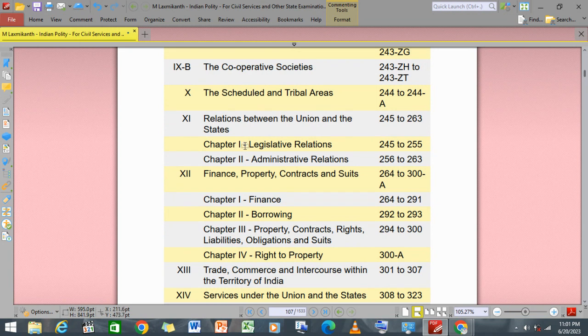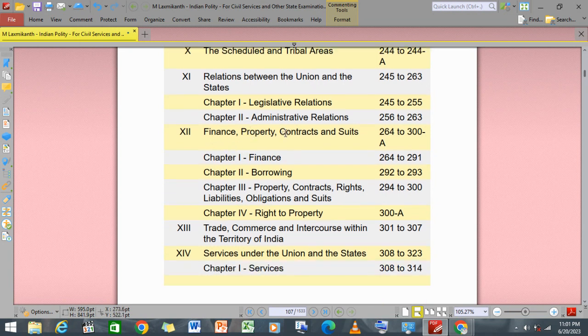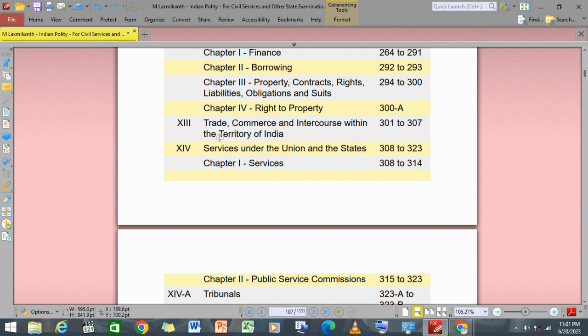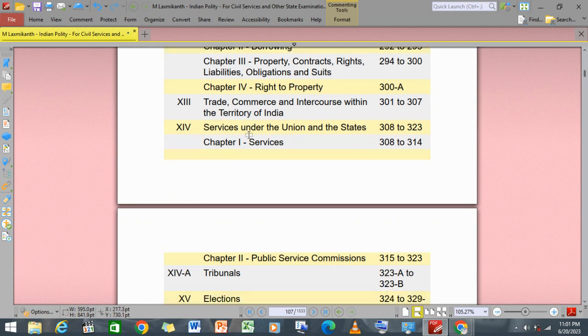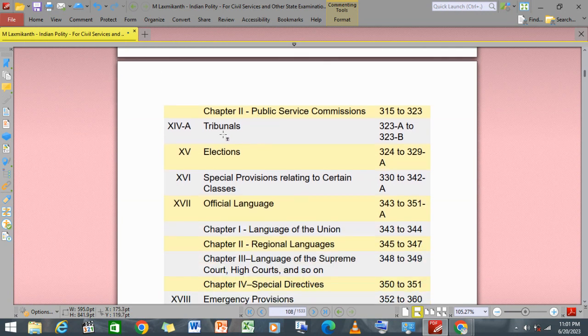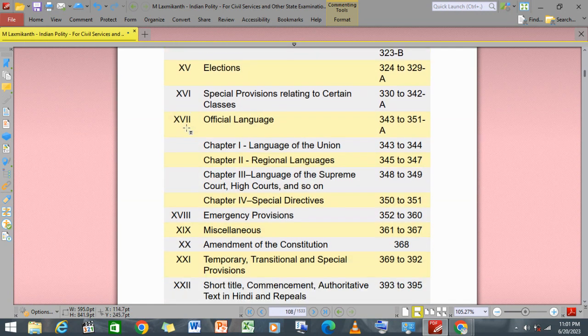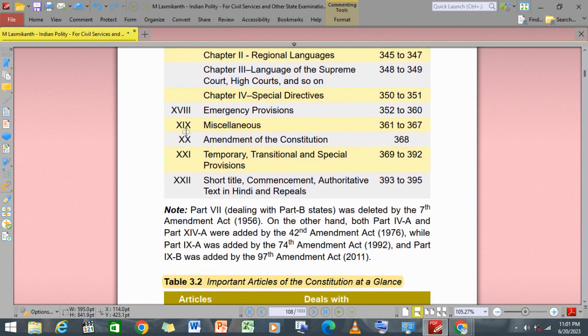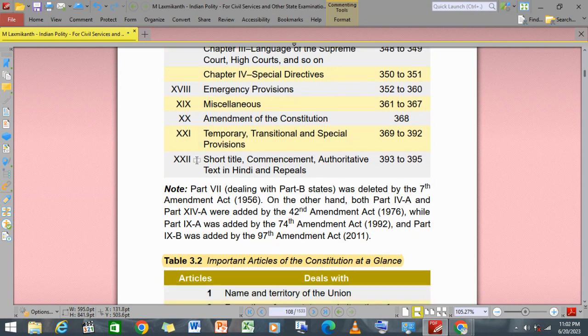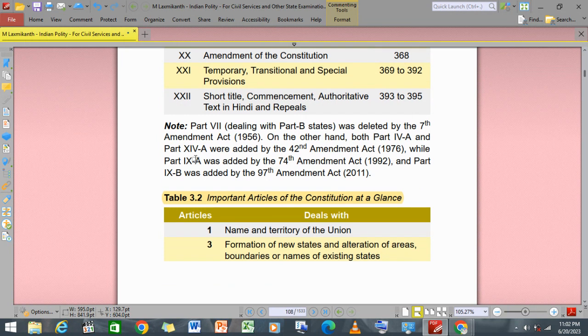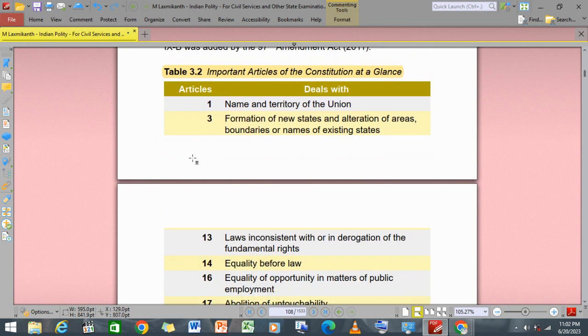Relations between the Union and the states, finance, property, contracts and suits, then trade, commerce and intercourse within the territory of India, the services under the Union and the state. And then we have the tribunals, the elections, special provisions related to certain classes, official language. We have the emergency provisions, then miscellaneous provisions, amendment of the constitution, temporary, transitional and special provisions, then short title, commencement and authoritative text.